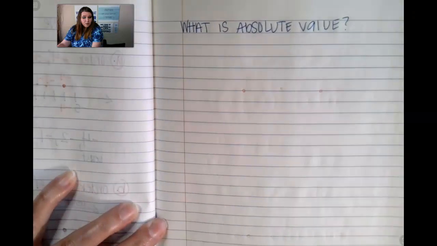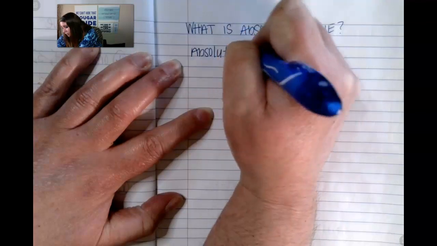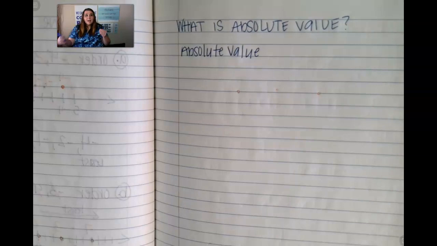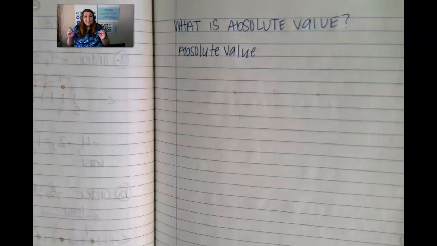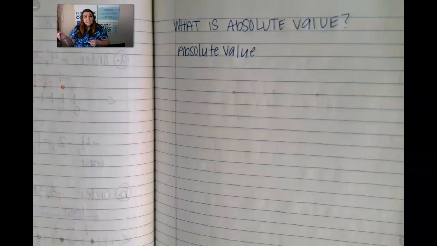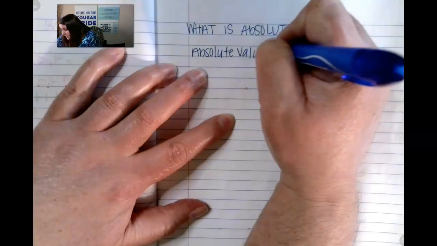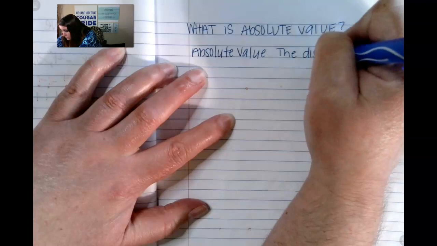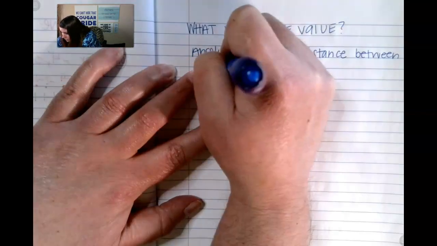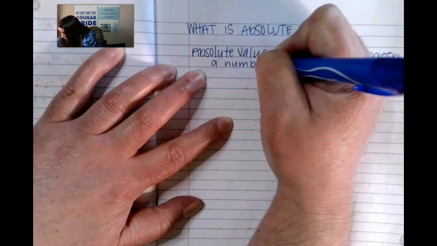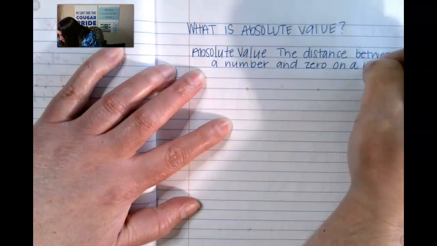So absolute value. Absolute value is the distance between a number and 0. So it's like how far the number is on a number line. So how many jumps does it take to get to the number on a number line? So it is the distance between a number and 0 on a number line.